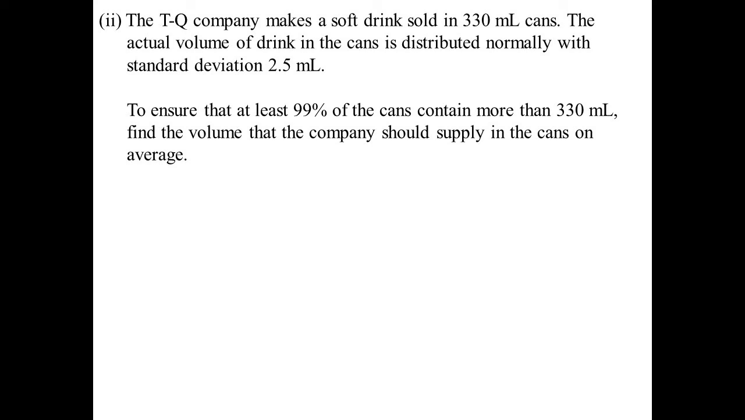Now, it makes a soft drink. This soft drink is sold in cans, 330 millilitres. The actual volume of drink. So there's going to be some machine that's going to shoot the liquid into the cans. Machines aren't perfect. They get it pretty good. Sometimes it'll get 330 mils, sometimes it won't. So the actual volume that ends up in the cans is normally distributed with a deviation of 2.5 millilitres.